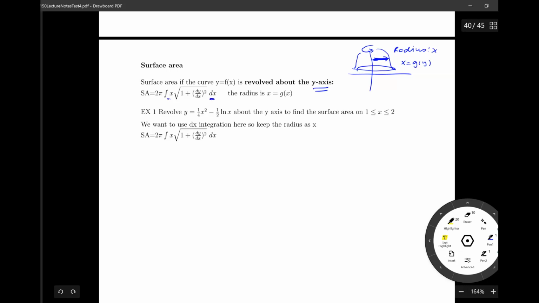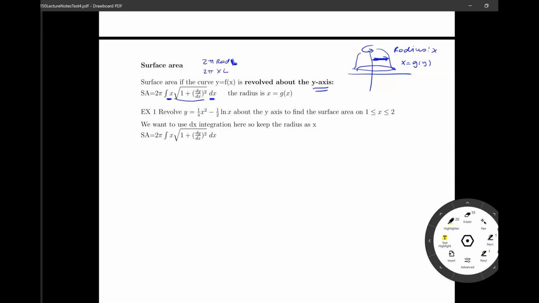All right, so if we're going to do dx integration, we're going to leave x as x. This will be the arc length. So the idea is 2 pi radius arc length, and radius is going to be x, so 2 pi x arc length is the idea.